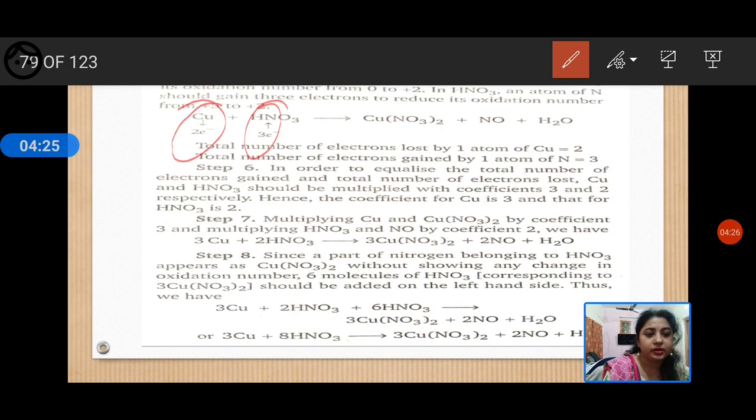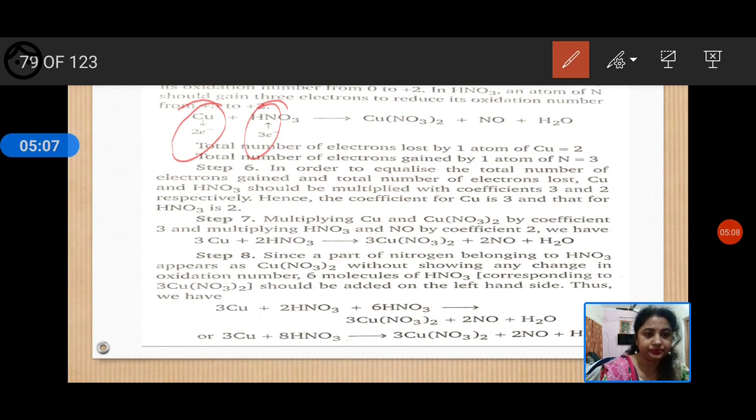Next step, in order to equalize the total number of electrons gained and lost, copper and nitric acid should be multiplied with coefficients 3 and 2 respectively. Hence the coefficient of copper is 3 and that of HNO3 is 2. Wherever there is the coefficient of nitrogen, we have to multiply by 2, and wherever there is the coefficient of copper, we have to multiply it by 3.